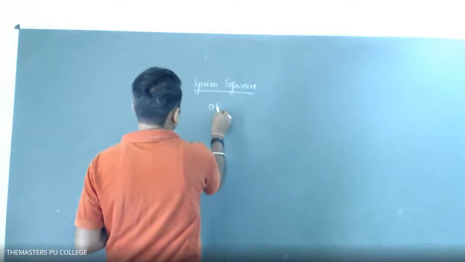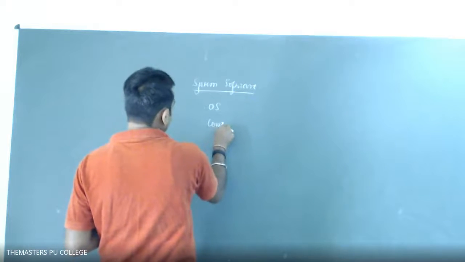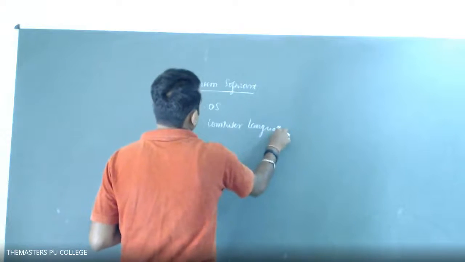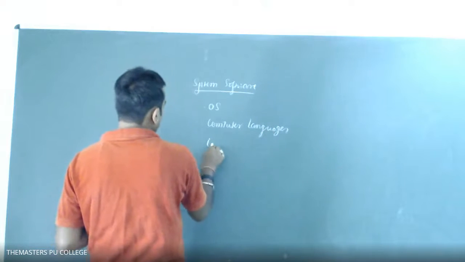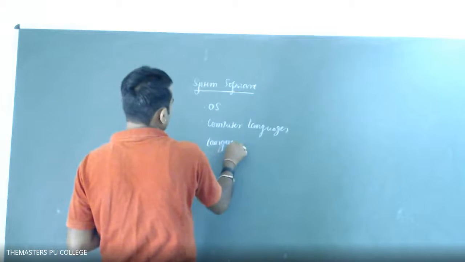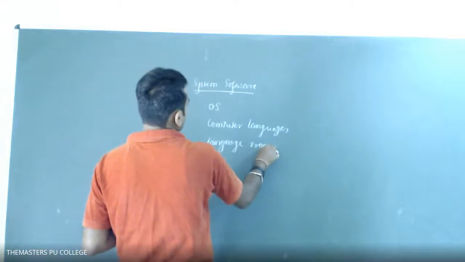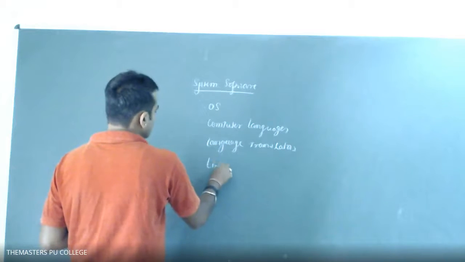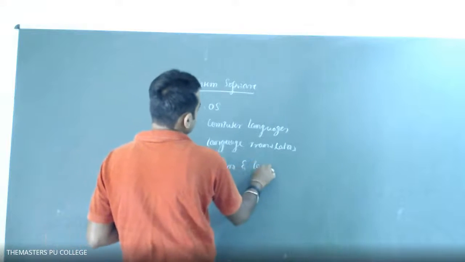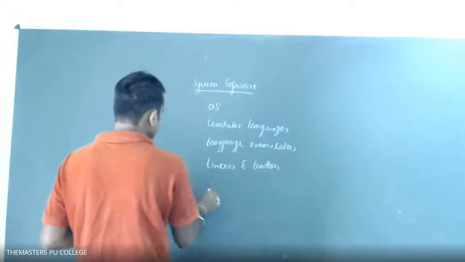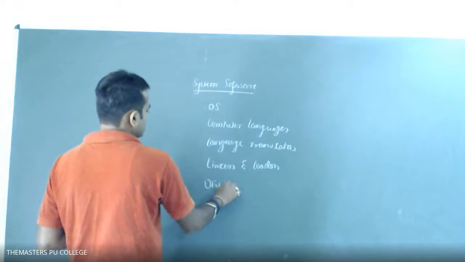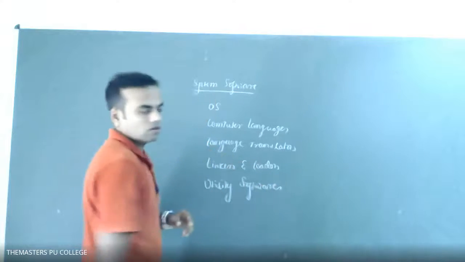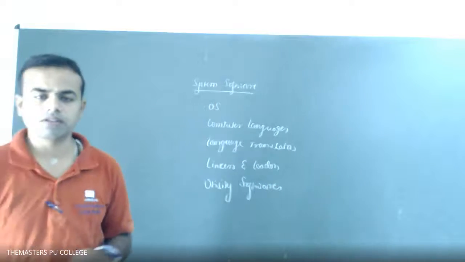Operating system, computer languages, and language translators. After the language translators, we are done with linkers and loaders, and then finally utility software. Okay, so we are done with this.